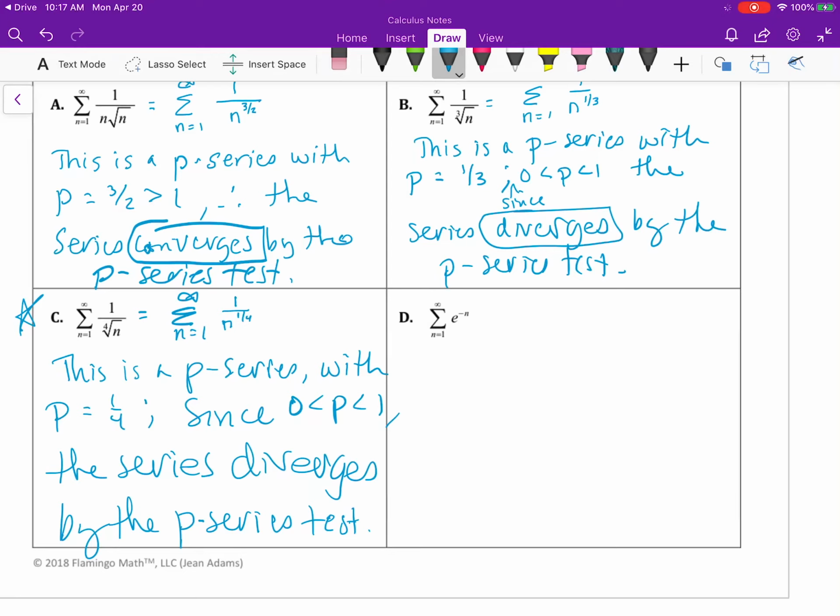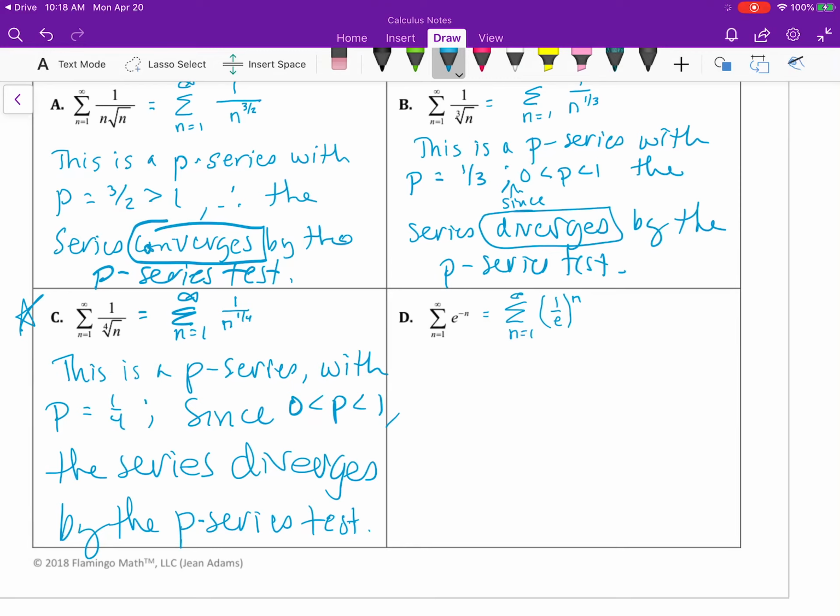This one, you could also use the integral test, so I'm going to do that after I finish D. I want to show you that you don't always have to use one test or the other. Sometimes you have choices, and you want to use the one that's easiest. Of course, the p-series test here would be easiest, but it may be helpful to see it solved using the integral test.